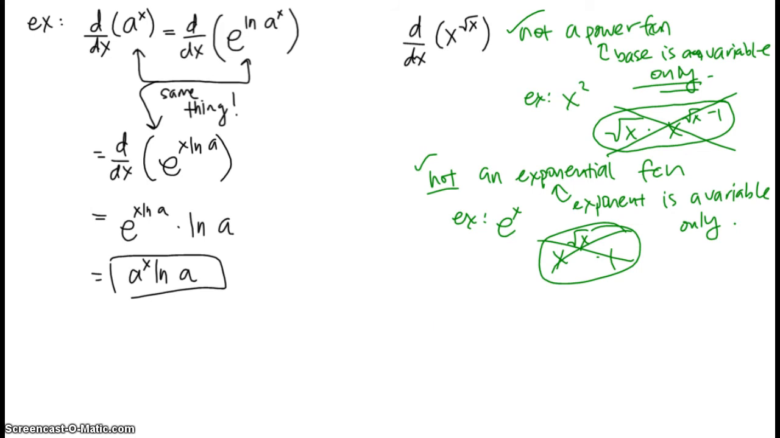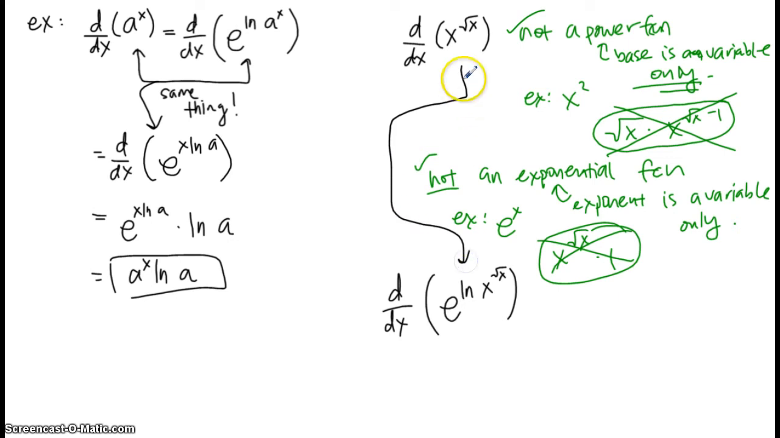So what do we do? Well, we are going to change this in the same way as this. What the problem is right now is that we have a variable as the base and in the exponent. So I'm going to do the same thing. I'm going to rewrite that as e to the natural log of x to the square root of x. Right? Same thing. Again, I am dealing with the exact same thing.